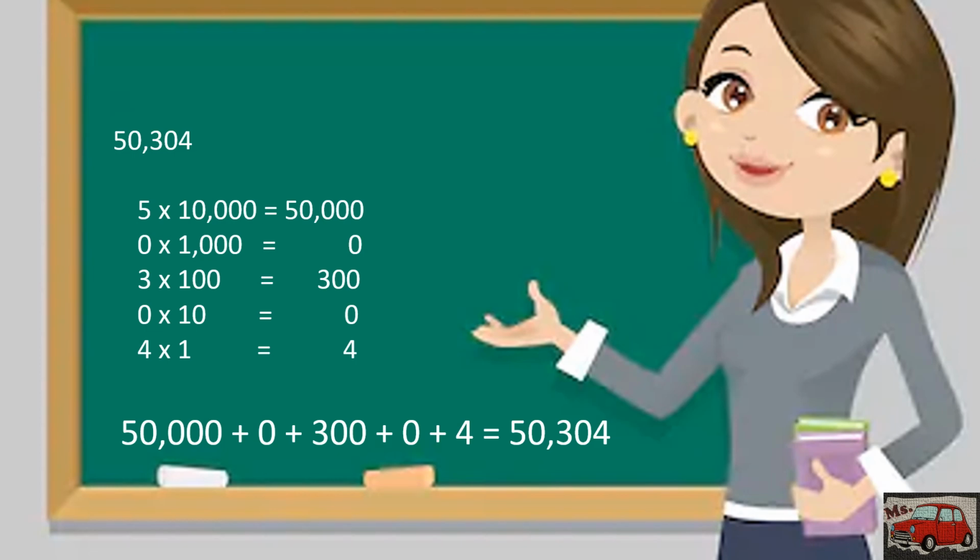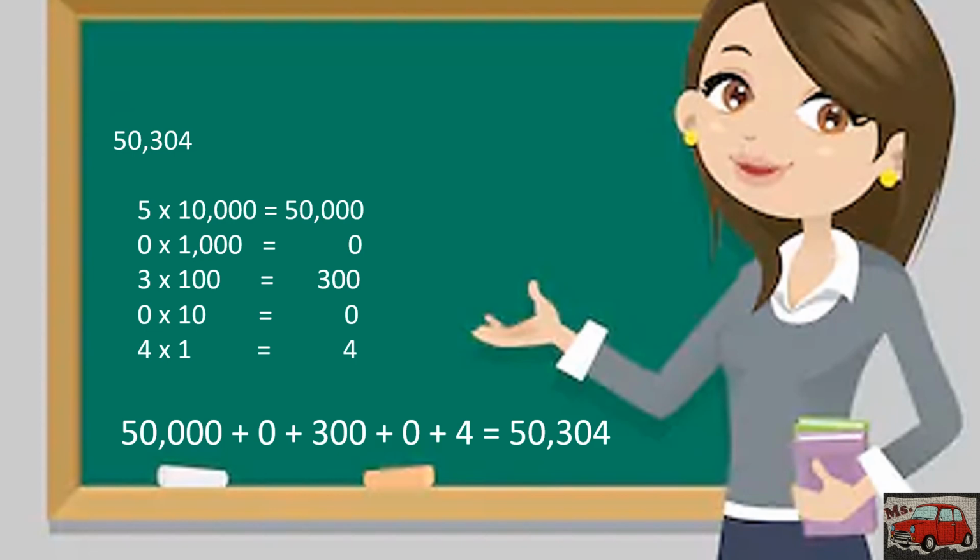Meron akong 50,304. Then let's get the value of each number according to their place. 5 is in the 10,000s, so 5 times 10,000, so the value of 5 is 50,000. When you see the thousands place, it is 0. So it means wala tayong tig-1,000. So the value of 0 is 0.